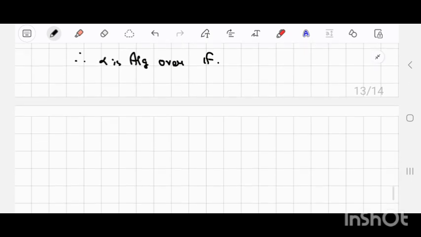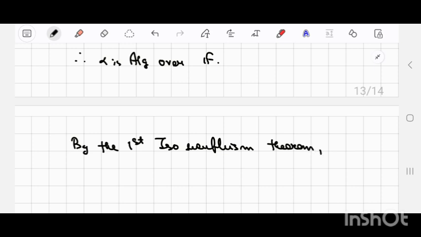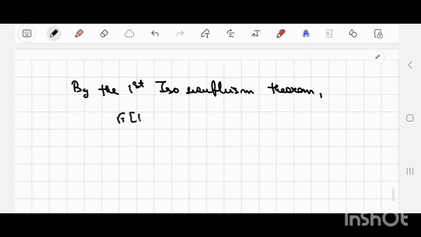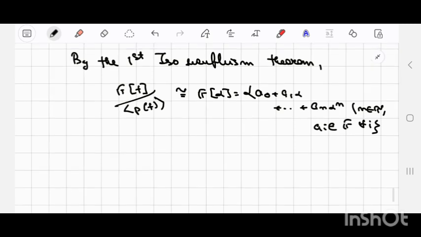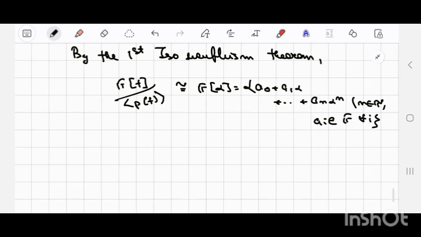Moreover, what more do we have by the first isomorphism theorem? F[t] mod P(t) is isomorphic to F[alpha], which I had defined as the collection of all elements of this form, a0 plus a1 alpha up to an alpha to the power n, such that n is some natural number and each ai comes from F. So these are the collection of all polynomials evaluated at alpha, right?